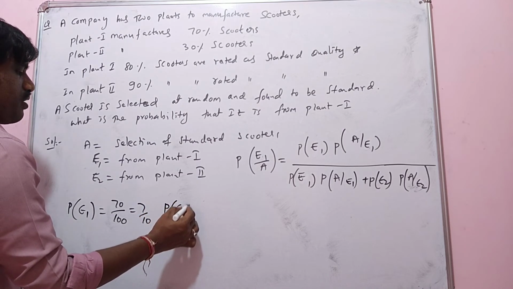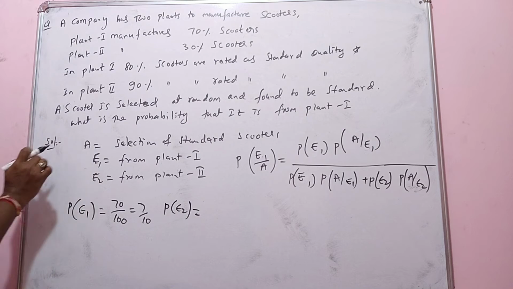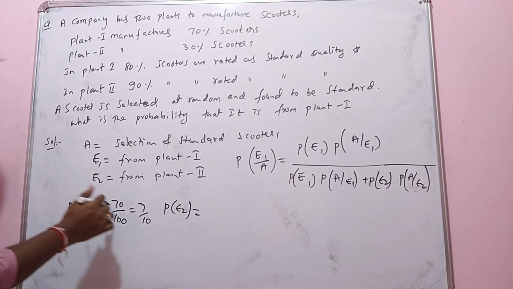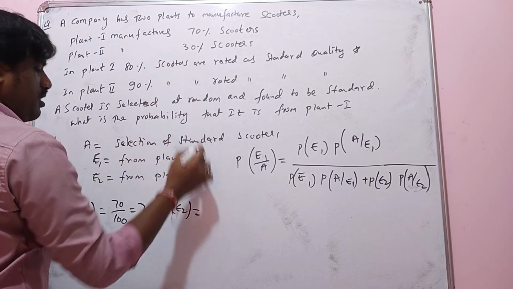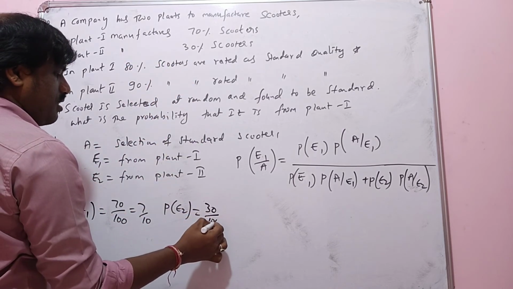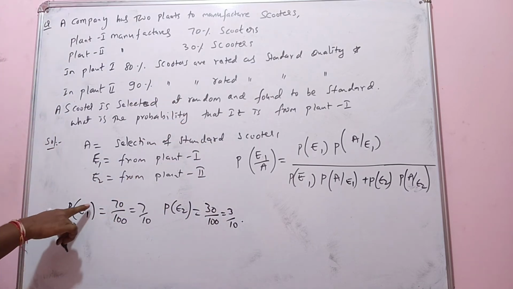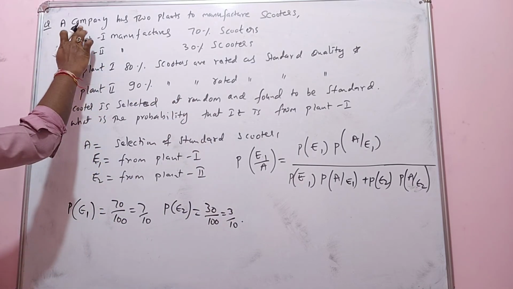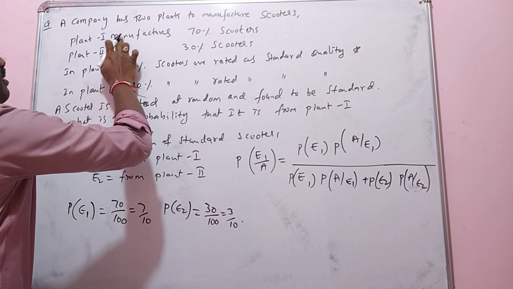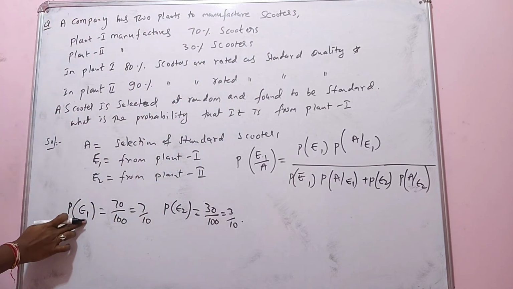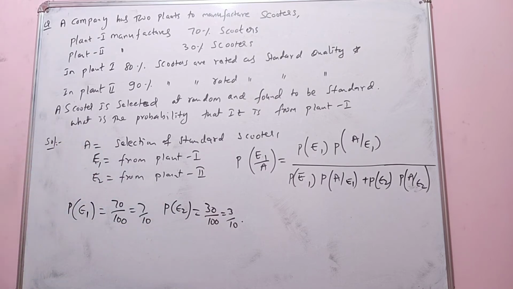Probability of E2, manufactured from plant 2, is 30 by 100, which is equal to 3 by 10. Okay, now this is over. A company has two plants that manufacture scooters. Plant 1 manufactures 70%, so probability of E1 is 7 by 10, and probability of E2 is 3 by 10.